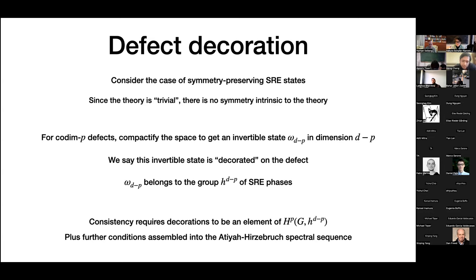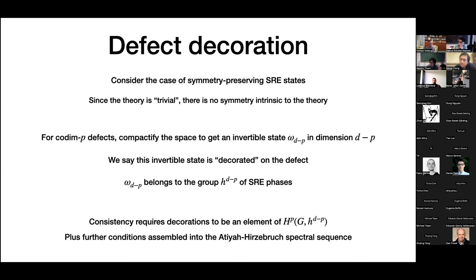Let's see. So here I do assume there is some microscopic symmetry. The defects are defects of the microscopic symmetry. So we can start from whatever state with that symmetry and construct the defect.